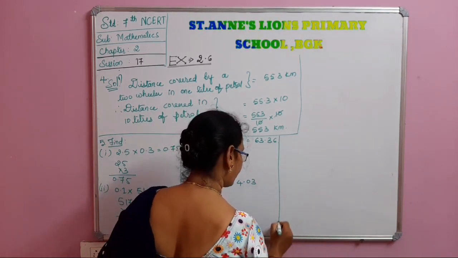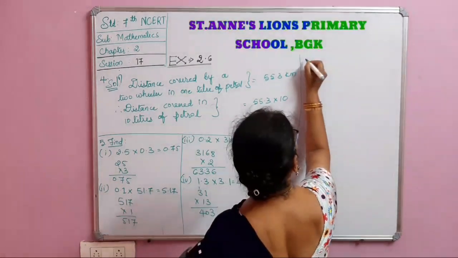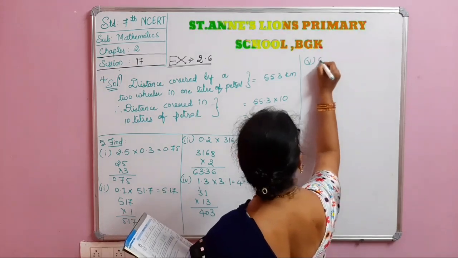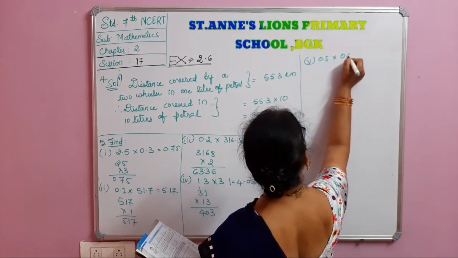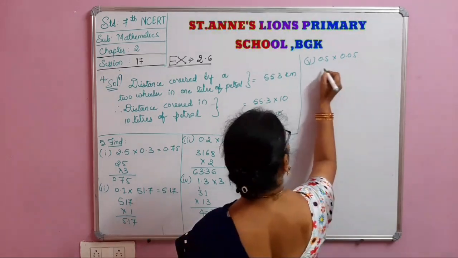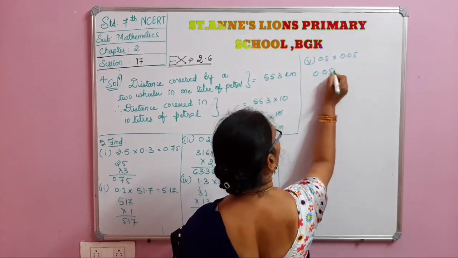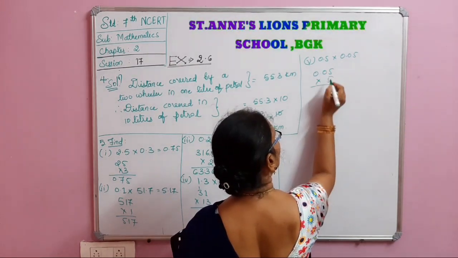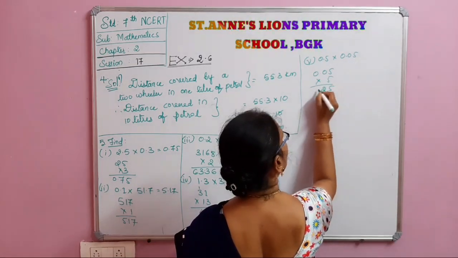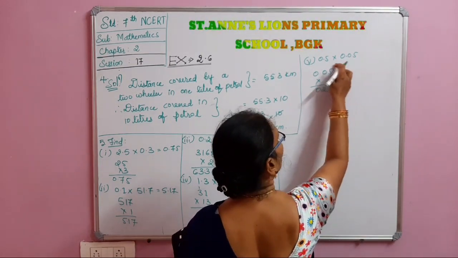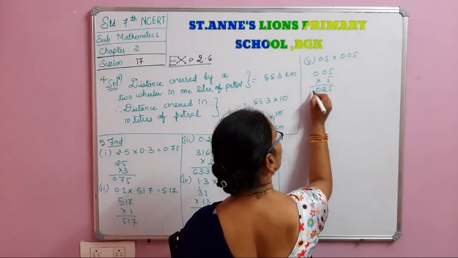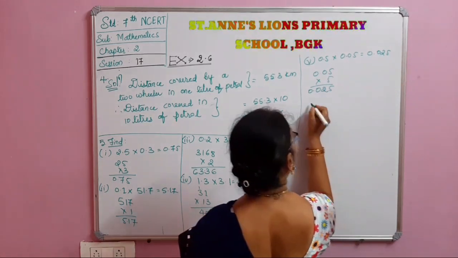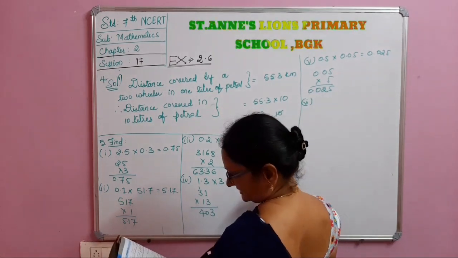Then next, fifth one, 0.5 into 0.05. Okay, see here, 0.05 into 5. 5 5s are 25 carrying 2. 5 zeros are 0 plus 2, 2. 5 zeros are 0. Here see 1, 2, 3 places. So the answer is 0.025.